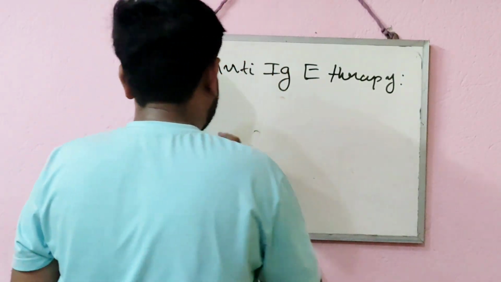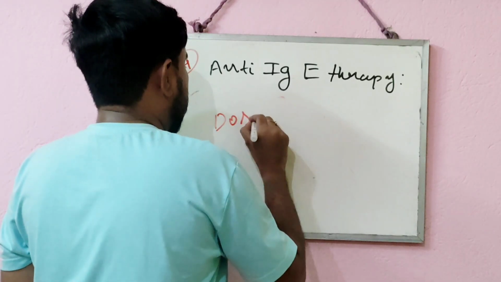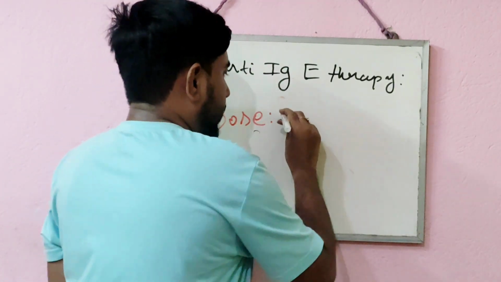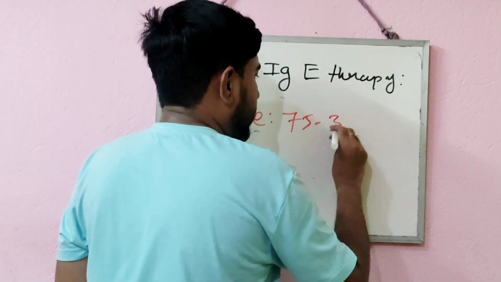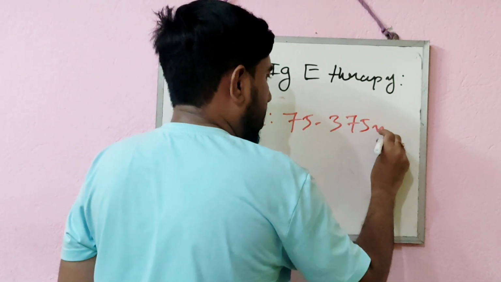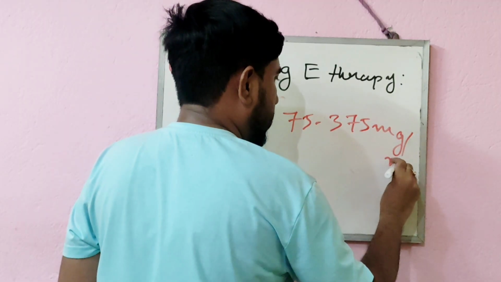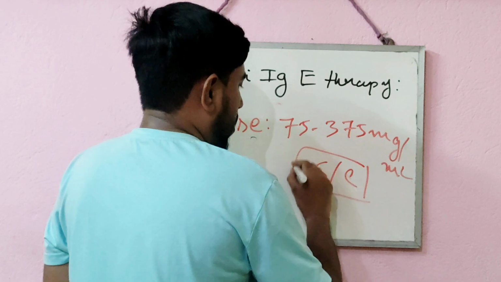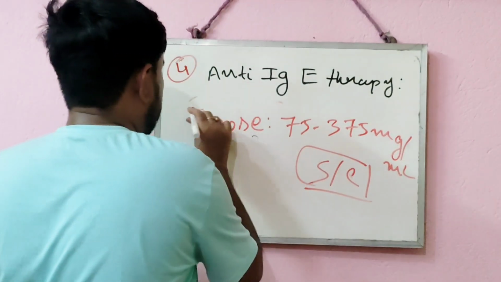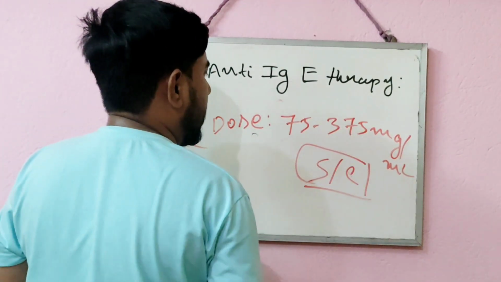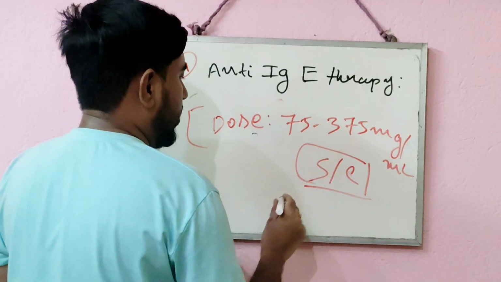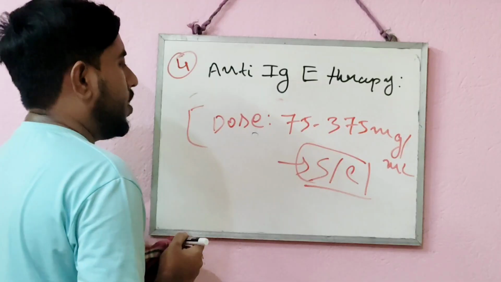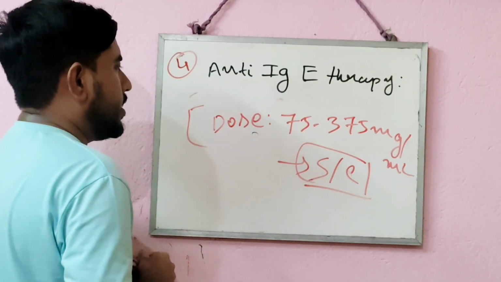Now we'll study the dose of omalizumab. The dose should be 75 to 375 mg per ml, and it is given as an injection that should be taken subcutaneously. So that is how omalizumab is going to show its action as an anti-asthmatic drug.